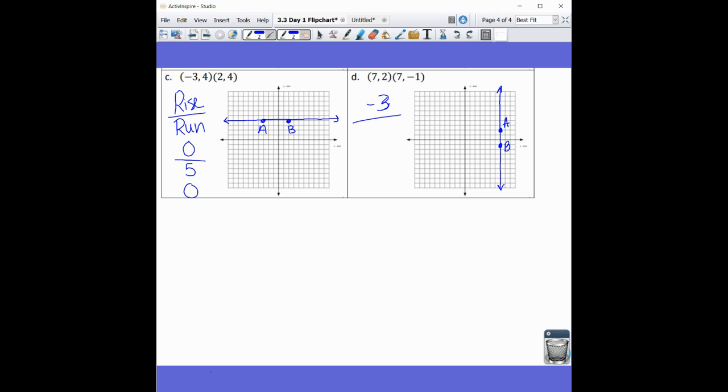And then what is the horizontal? 0. Right, I didn't move left or right at all. It's -3 divided by 0. Type in your calculators. What did you get? That's okay, when you both kind of get the same thing. You can't take a number and divide it by 0, right?